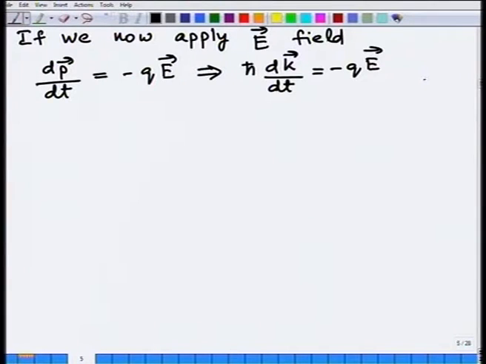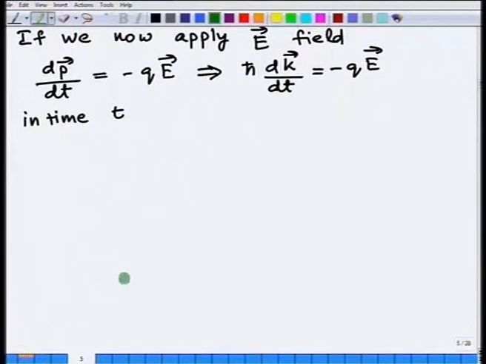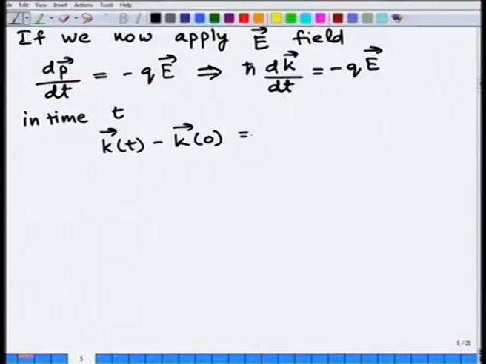So, what does this mean? So, in time t, this Fermi sphere starts moving. How does it move? If I integrate this expression right here, what do I get? I get that k vector at any time t will be equal to k vector at time equal to 0. That is, at t equal to 0 the electric field is applied. In time, this k vector begins to move, and this becomes equal to minus q E by h bar t. This is the amount by which this k vector moves in time t.